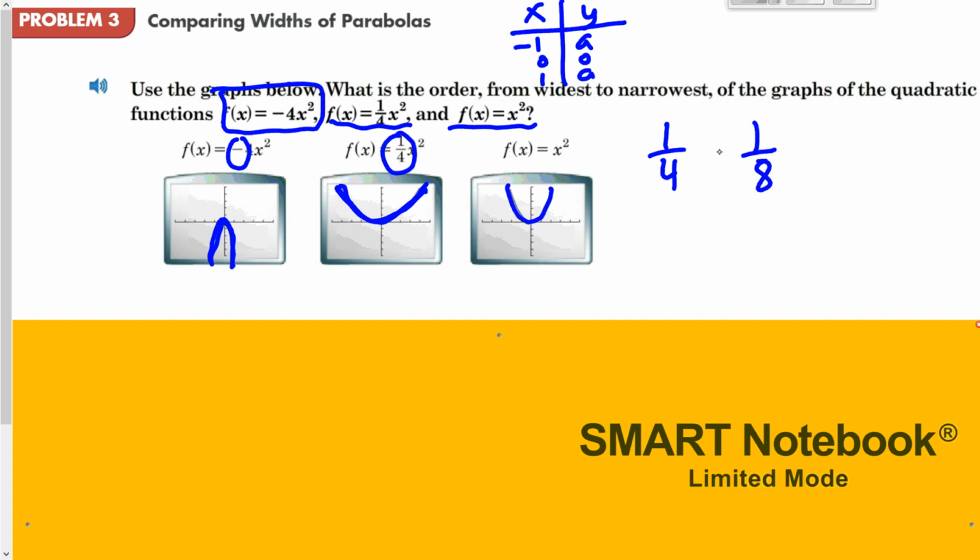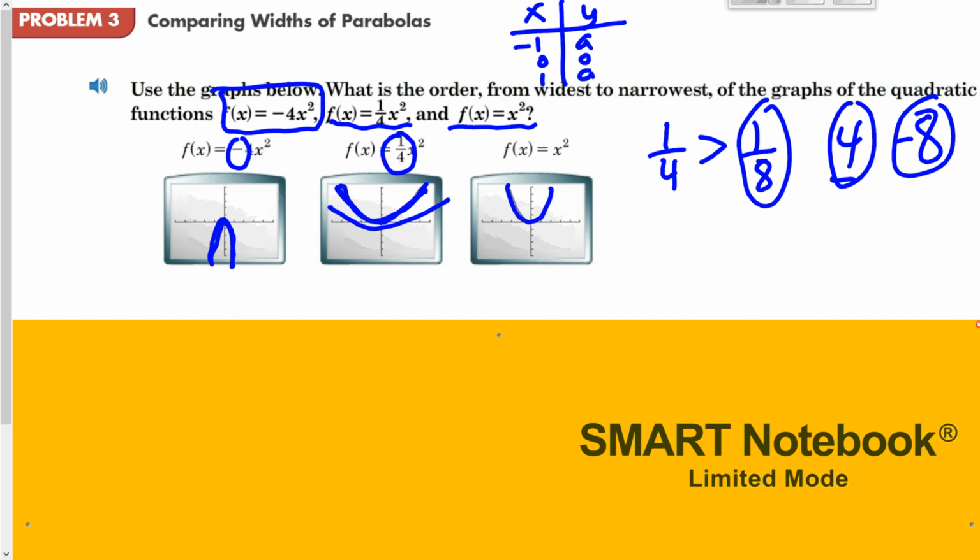So 1/8 is smaller than 1/4, so 1/8 would be even wider than 1/4. A positive 4 is bigger than 1/8, so it's going to be narrower. And a positive 8 is going to be narrower than the 4. 12 is going to be narrower than the 8. So the bigger the number, even if it's negative, a negative 8 will be skinnier than a positive 4. The bigger the number, the skinnier it's going to be. The negative just makes it face down.